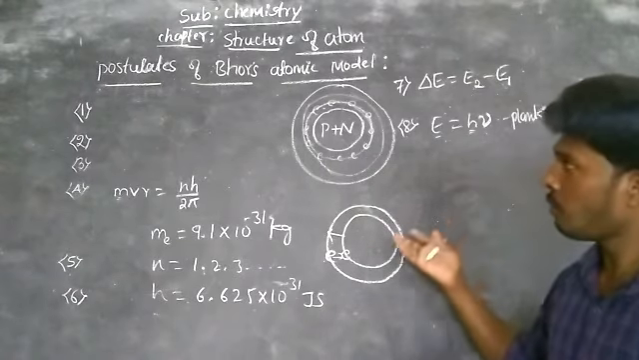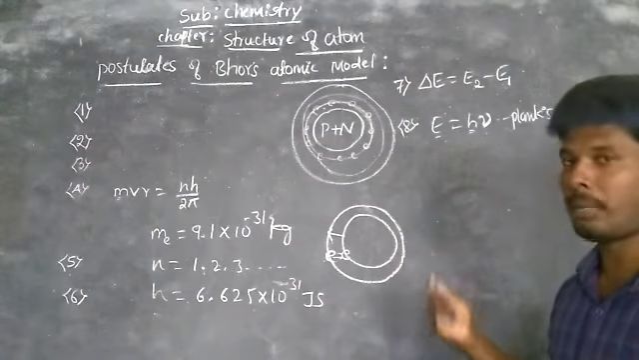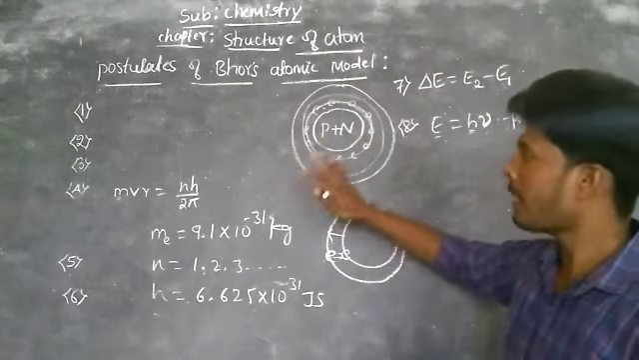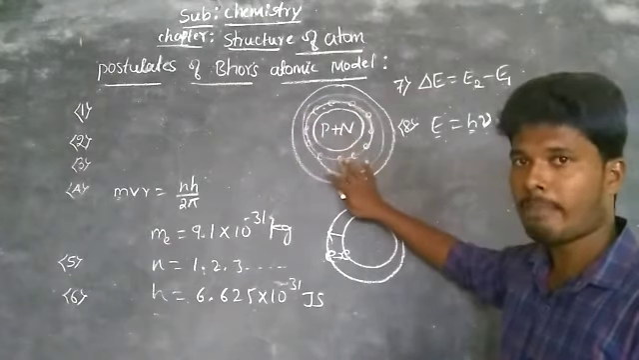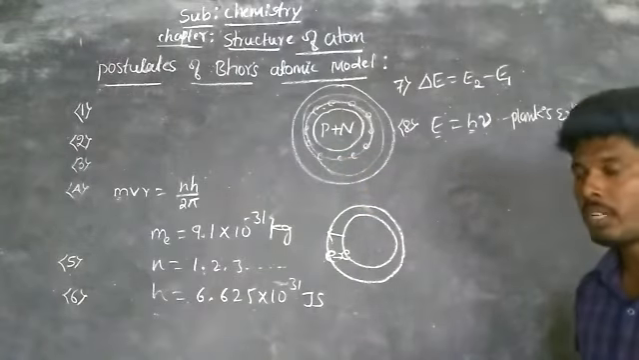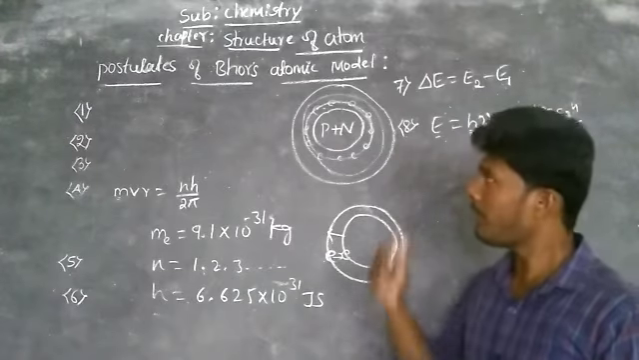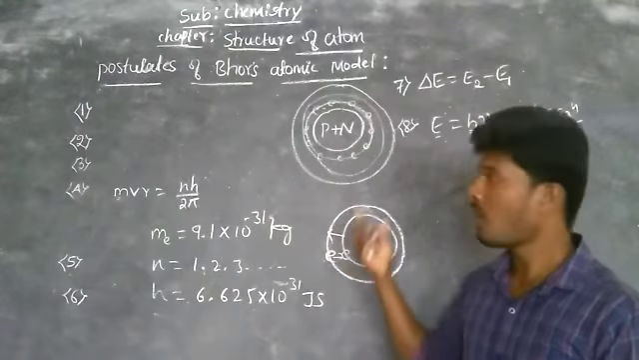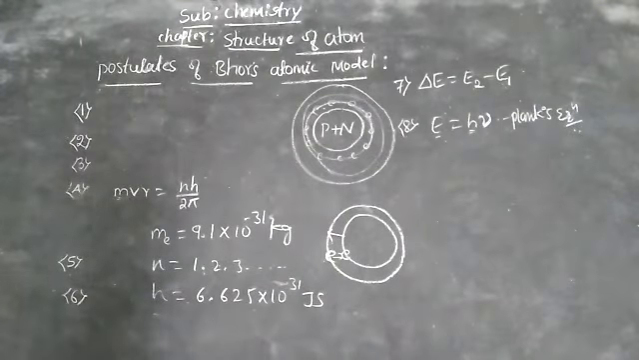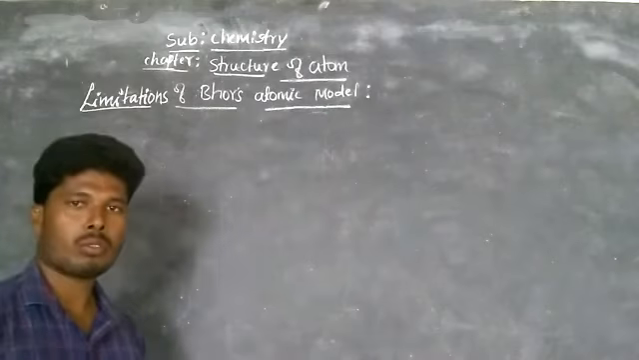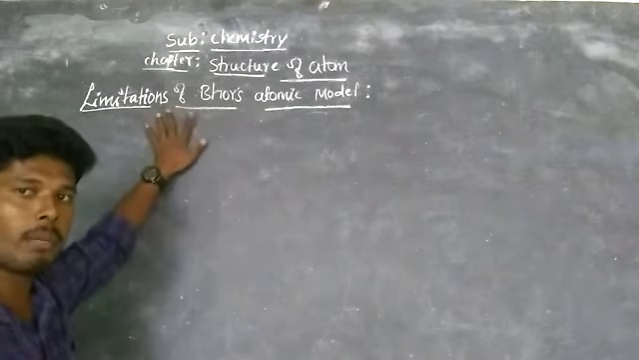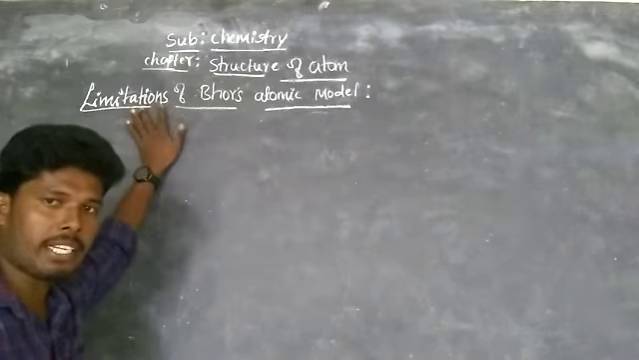So after knowing the postulates, we have to know some limitations. Bohr's atomic model cannot explain completely the structure of an atom. It fails somewhere to give complete details of an atom. So we are going to study the limitations, or failures, or demerits of Bohr's atomic theory. Either we call it limitation or failure or demerit, all are the same.